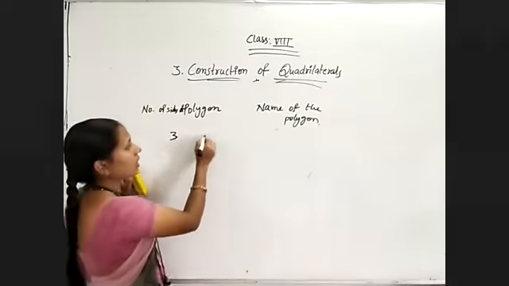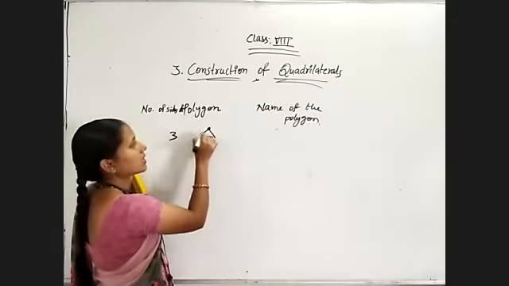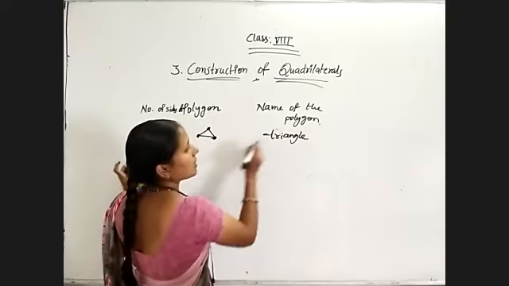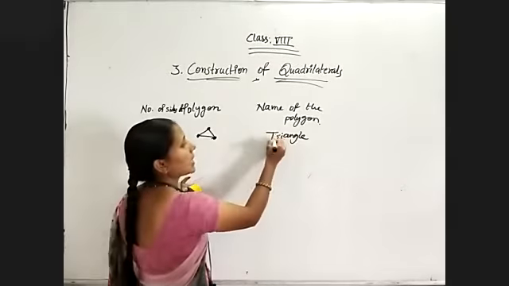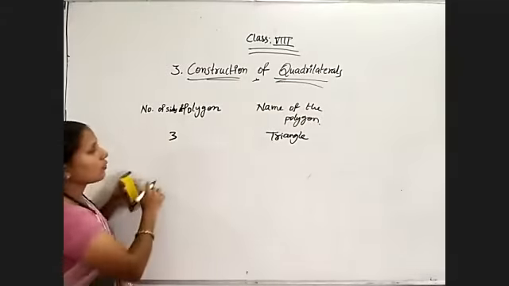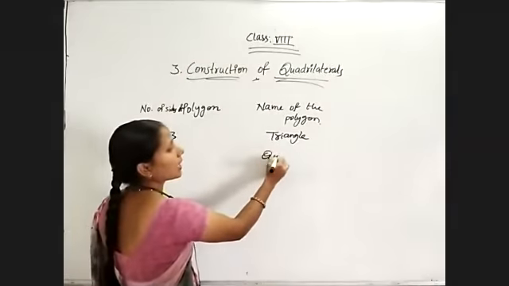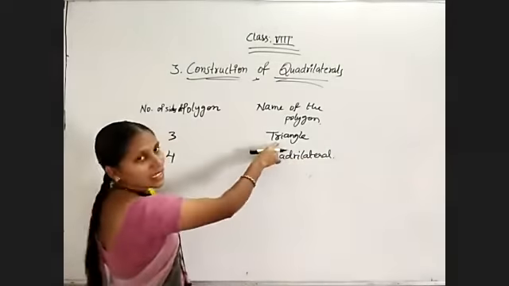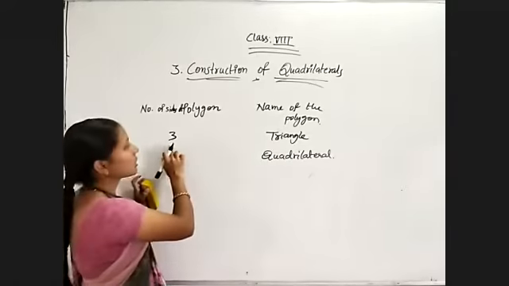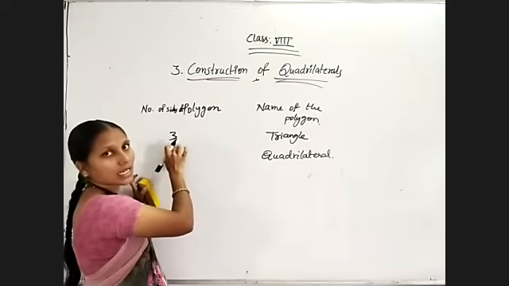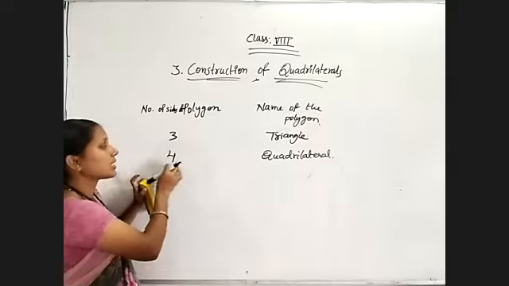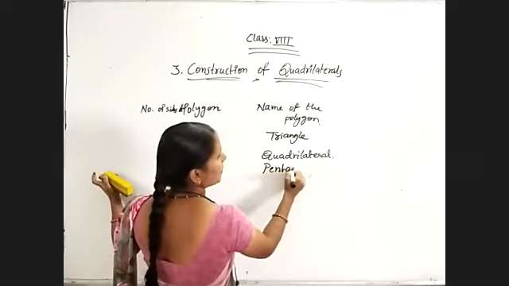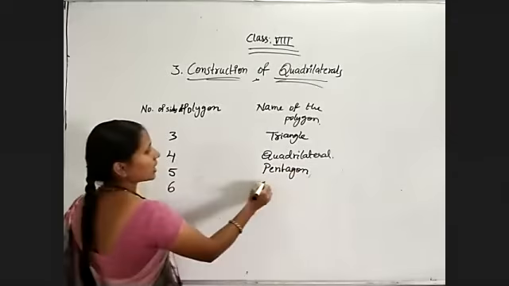A closed figure made up of 3 line segments is known as a triangle. Its name is triangle. A 3-sided polygon is a triangle. A 4-sided polygon is a quadrilateral. Tri means 3, quad means 4. So in a triangle, 3 sides are there, that's why it is a triangle, and in a quadrilateral, 4 sides are there, so it is a quadrilateral. A 5-sided polygon is known as a pentagon. A 6-sided polygon is known as a hexagon.